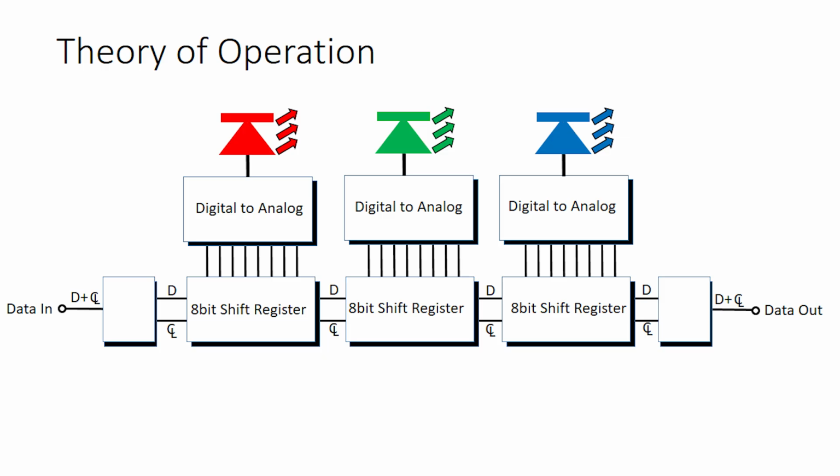So there's a little bit of circuitry at the input to take the data in signal and convert it to data for the shift registers and clock. And there's a similar but opposite one at the other side, which takes the data and the clock and converts it back to the data output that the next NeoPixel can read.